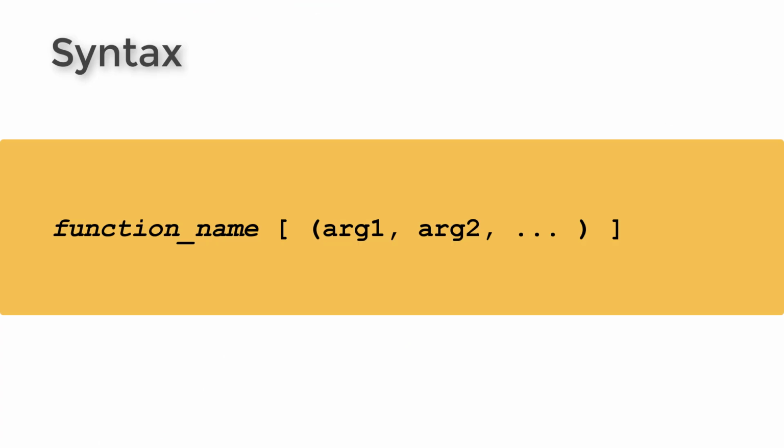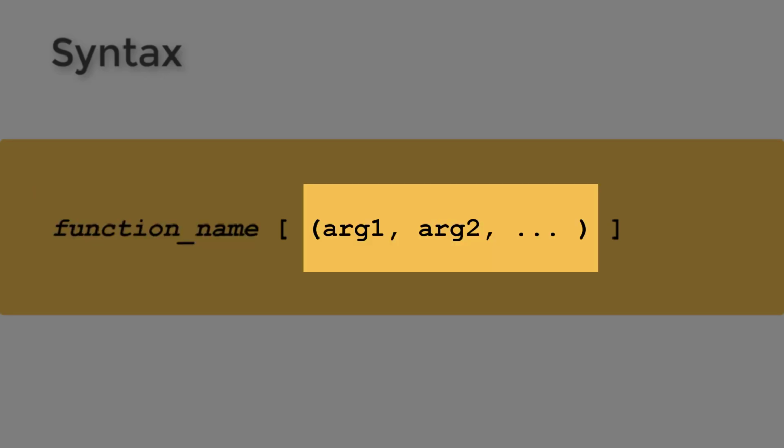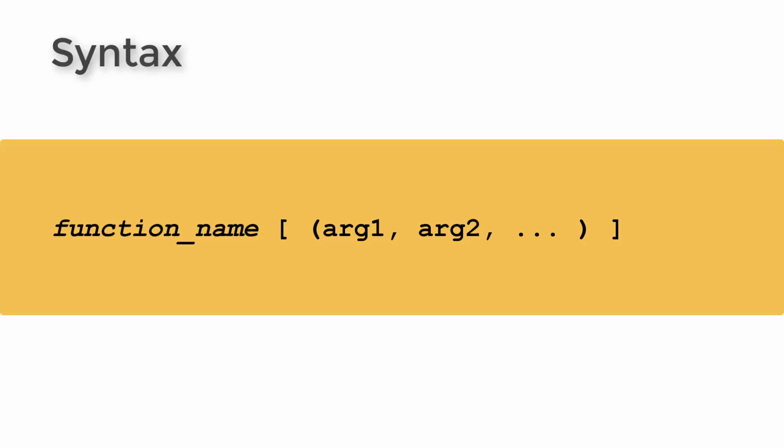You can use single row functions to manipulate data items. In the syntax, function_name is the name of the function. arg1, arg2 is any argument to be used by the function. This can be represented by a column name or an expression.